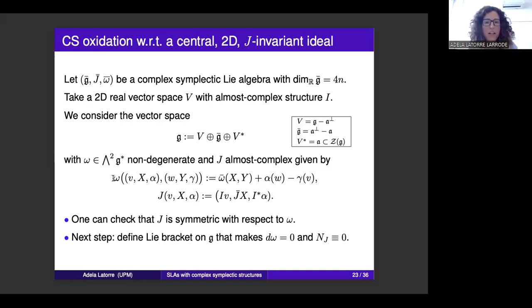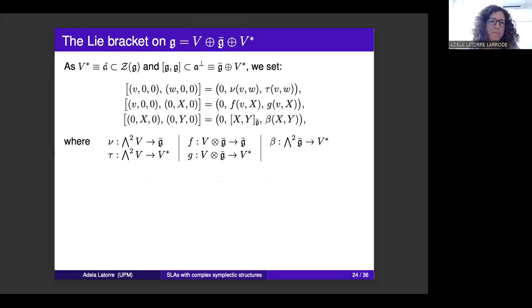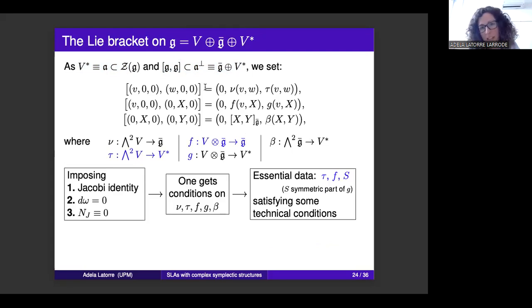but this is just something done at the level of vector spaces. So the next step is to put a Lie bracket on the Lie algebra and to ensure that omega is closed and the vanishing of the Nijenhuis tensor for the almost complex structure. So keeping in mind that V star plays the role of this central ideal and that these conditions should hold, one has a way of defining the brackets. But obviously, from here, one needs to impose the Jacobi identity because we want a Lie algebra, the closedness of omega, and the vanishing of the Nijenhuis tensor.